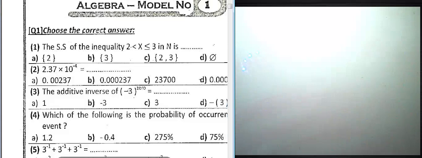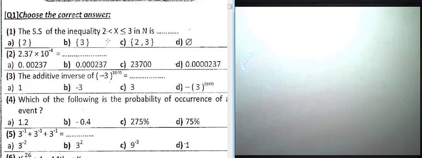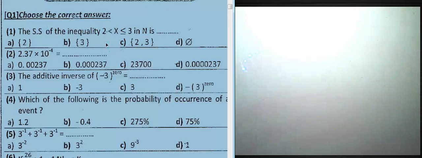Number 1, choose the correct answer. The solution set of the inequality x less than 3, less than or equal to 3 and n is space. Here 2 and 3, we have it as a number, but we have equality here. Let's look at this sign, equal. We must write letter P for this example.